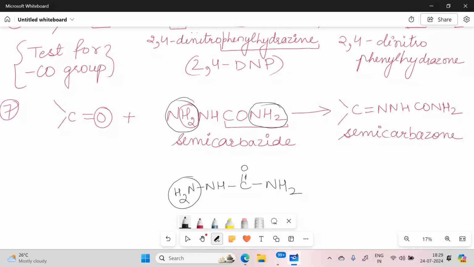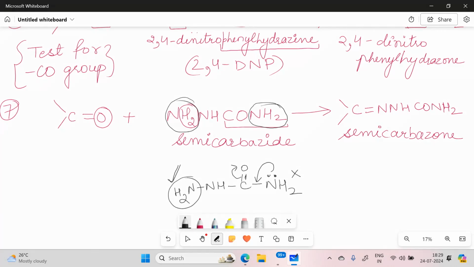So there are two NH2. Why? Only this will participate in the reaction. CONH2 will not participate. Why so? Is it due to resonance? Yes, its answer is resonance. Because the lone pair of this nitrogen comes in resonance with the CO group. So when it comes in resonance with the CO group, this nitrogen will not act as a nucleophile for the reaction. So that's why only this NH2 will participate.